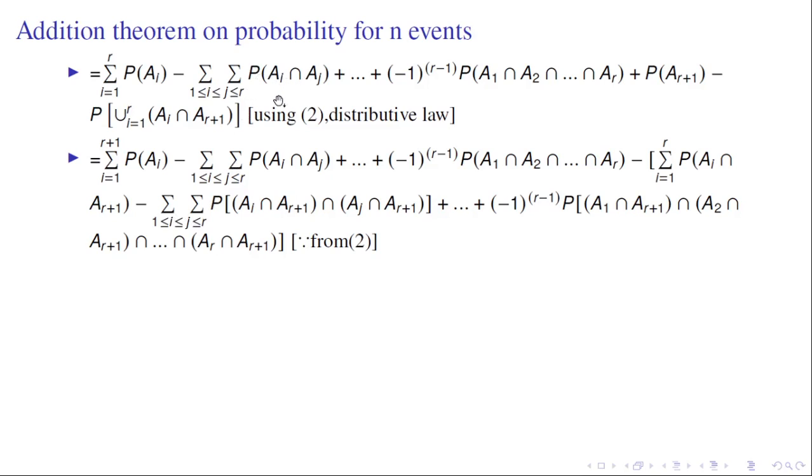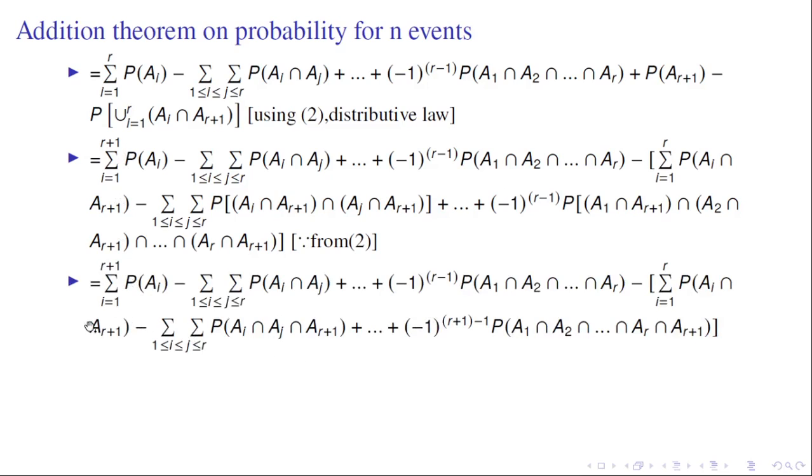Similar to this, instead of Ai, we have Ai intersection A r plus 1. Instead of Aj, we have Aj intersection A r plus 1. The third term is Ak intersection A r plus 1, like that. But the second term is two terms only, minus A1 intersection A r plus 1 intersection A2. This is the last term, probability of A1 intersection A2, similar to this, is the last term. This is the r intersection terms. We have r intersection terms. Here we have r plus 1 also.